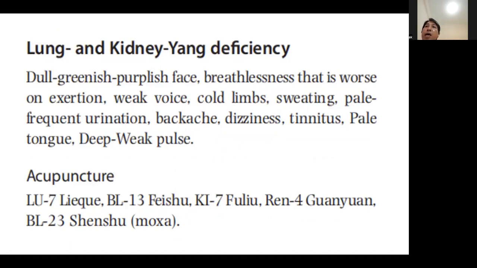Lung and kidney yang deficiency: dull greenish purplish face, breathlessness that is worse on exertion, weak voice, cold limbs, sweating, pale frequent urination, backache, dizziness, tinnitus, pale tongue, and the pulse is deep and weak. In acupuncture: lung 7, bladder 13, kidney 7, REN 4, and moxa for bladder 23.